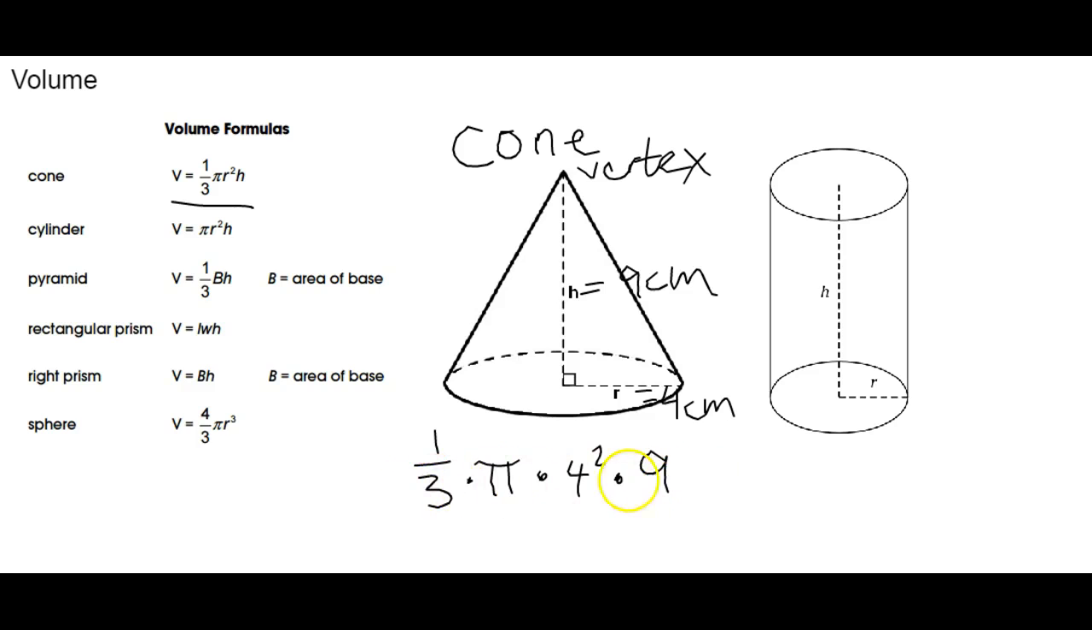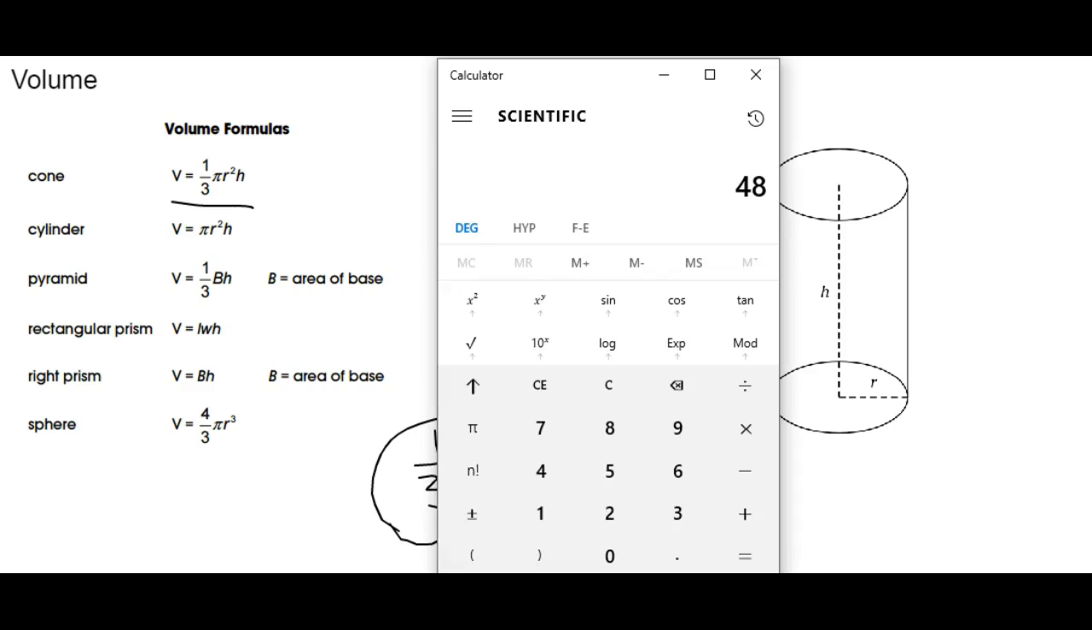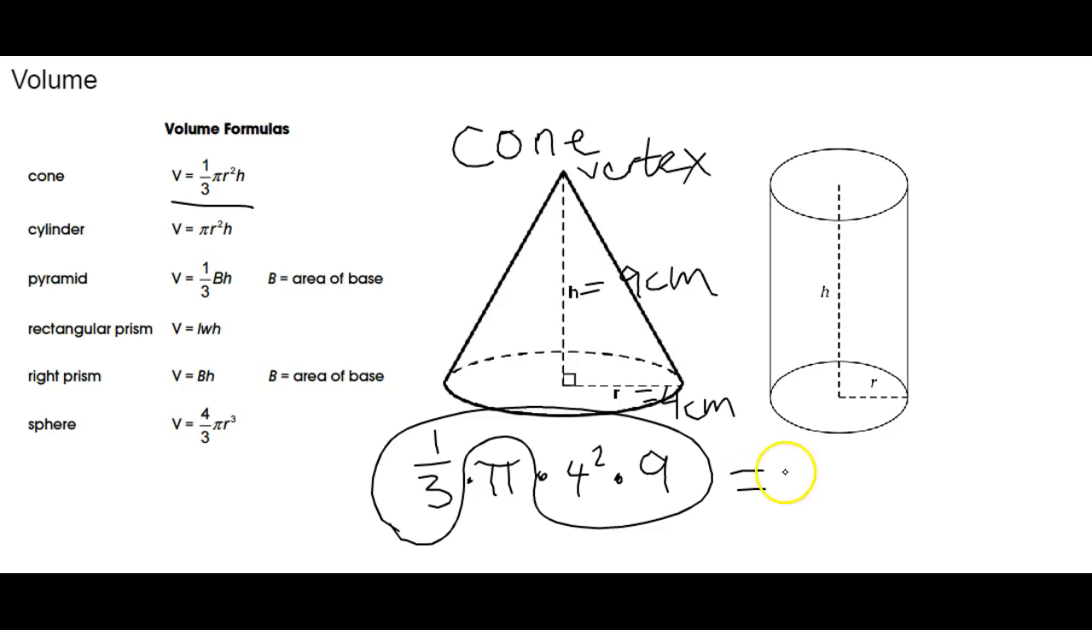If this is asked to be left in terms of pi, then you only multiply the numbers that are not pi. 1/3 times the 4 squared times the 9. So 1 divided by 3 times 4 squared times 9 is 48. Pi would still be part of the answer. And then we would use our units, centimeters cubed. Where squared worked for area, cubed is for volume. So we could also say this is cubic centimeters.